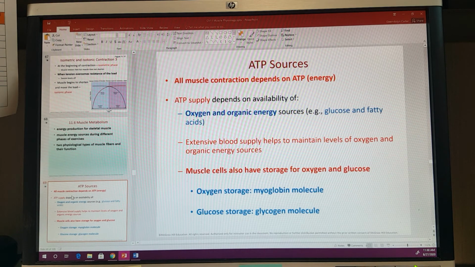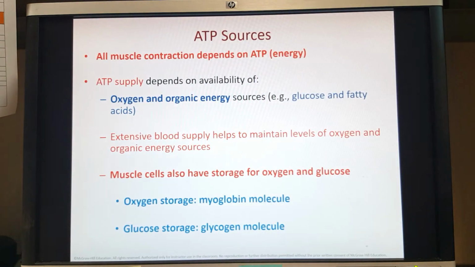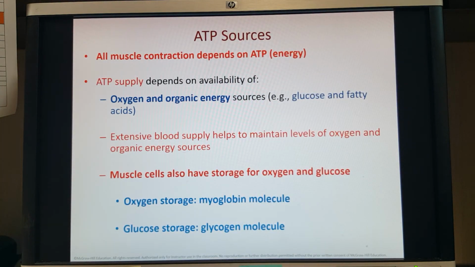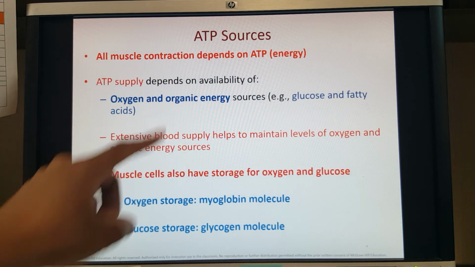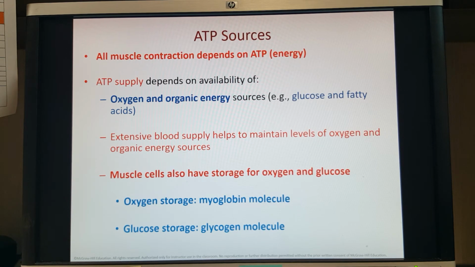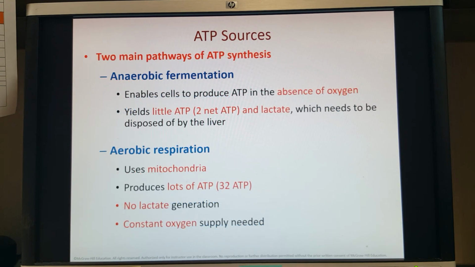So for our ATP energy sources for muscle, we have oxygen and glucose. The most efficient way to make ATP is using aerobic respiration. So in order to do that, we need oxygen and some type of organic energy source. Muscles have their own storage for that, so we have myoglobin for oxygen, glycogen for our glucose. Even though muscles can use both pathways for making ATP, aerobic respiration is the more efficient one.